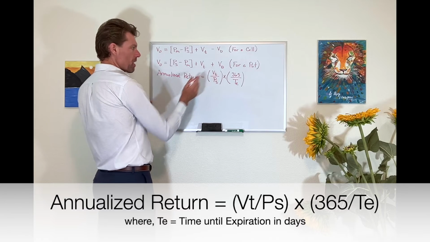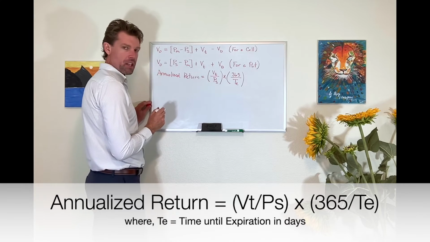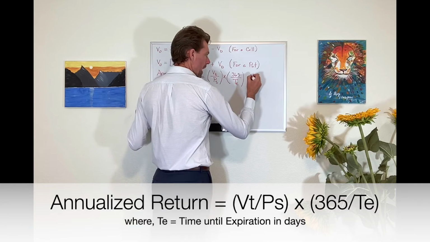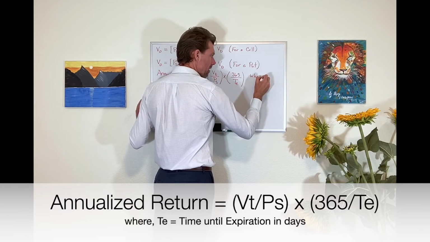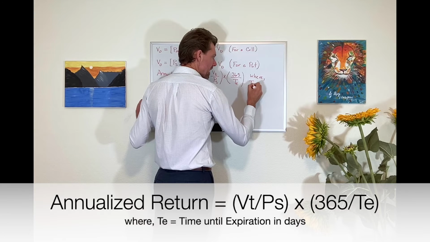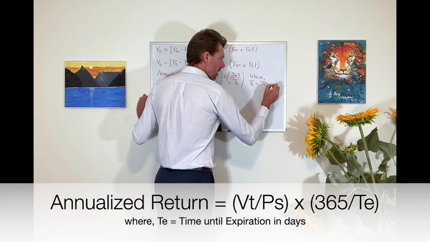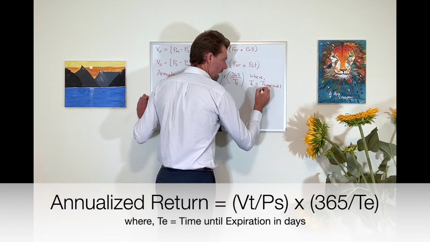Now, you know what this is. This is time value. PS, this is the strike price. TE is a little bit new, so I'll go ahead and put that over here, where TE equals time until expiration.